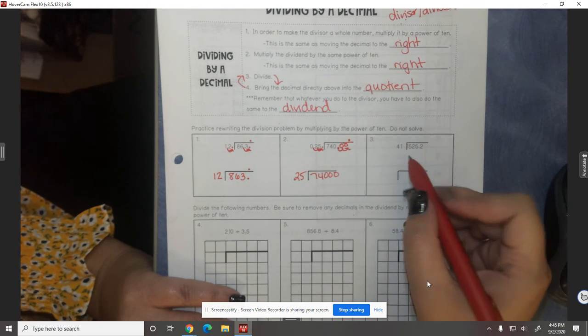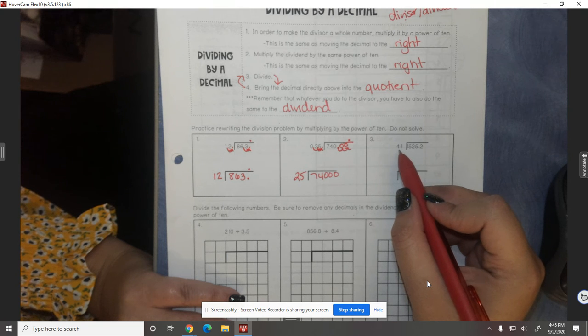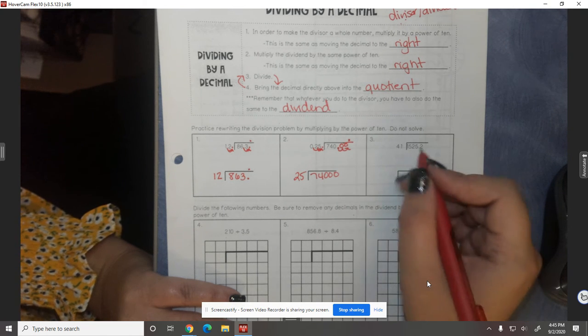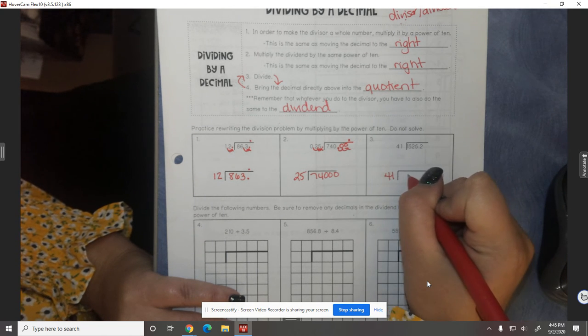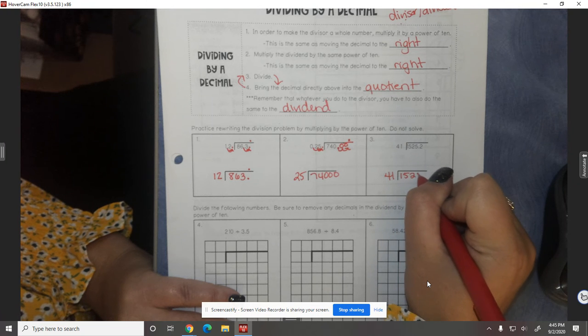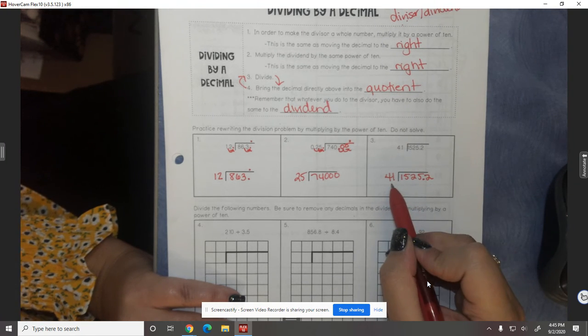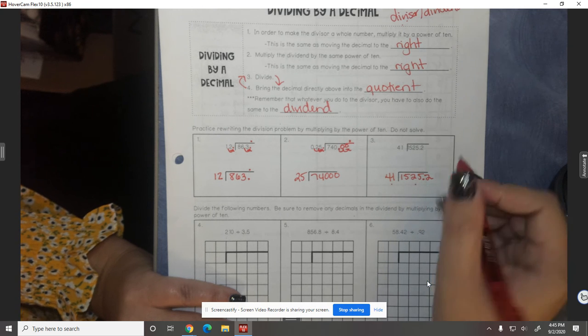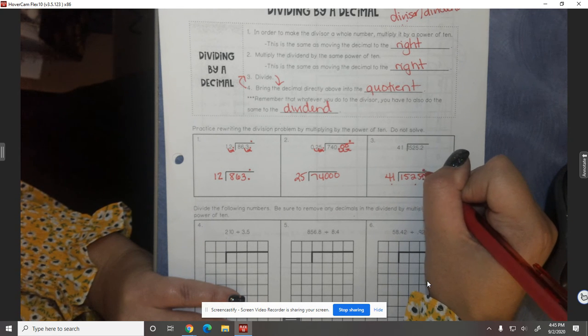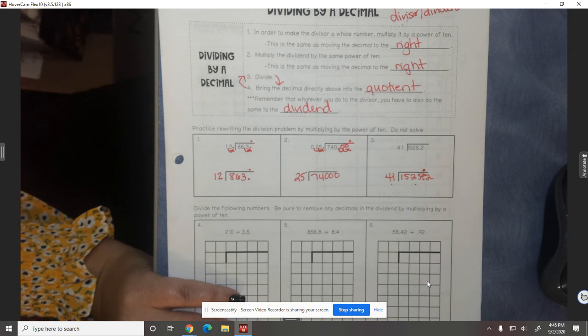Same thing here. It's a whole number, there is no decimal, so we're just going to leave it exactly the way it is. We didn't have to move it in here, so we don't have to move it in here. All we have to do is move the decimal up. We don't need to move it to the right.